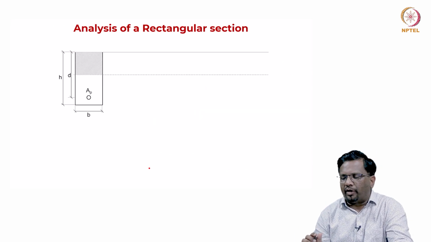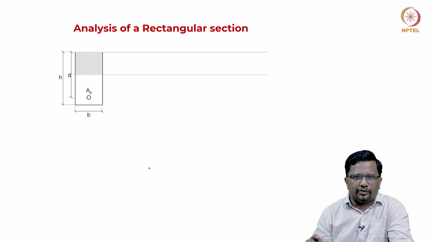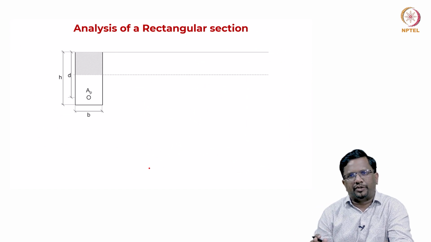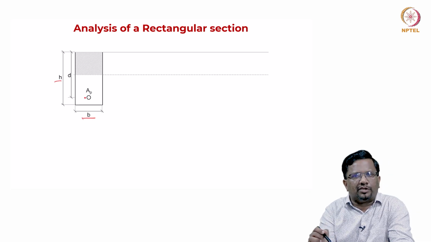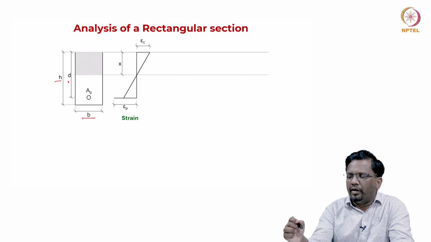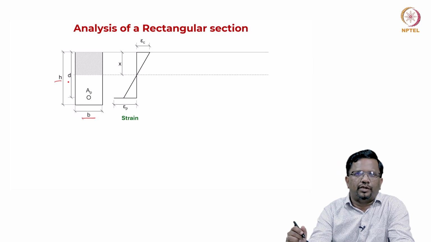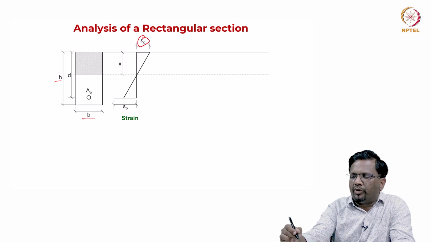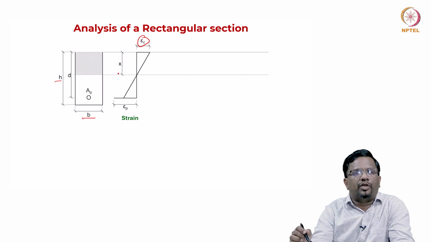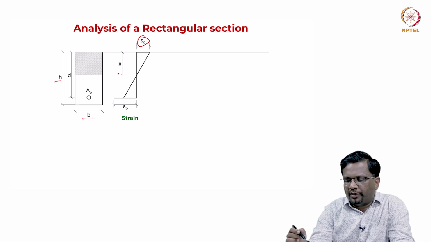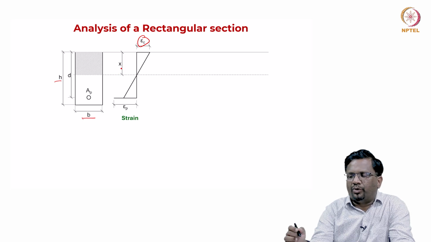Now, let us look at how we analyze a rectangular cross section, or how to get the moment curvature behavior. I have taken a section with a width of b and depth of h, and the effective depth for the pre-stressing steel is small d. What we are going to do here is assume some strain on the compression side, epsilon c, and assume some neutral axis depth x.